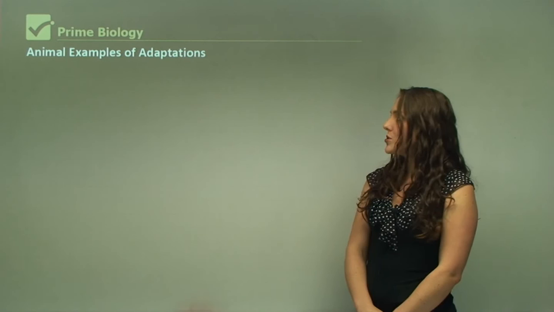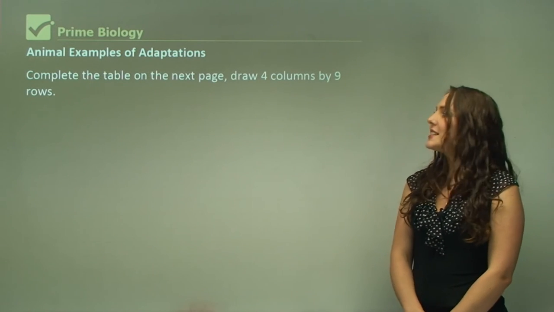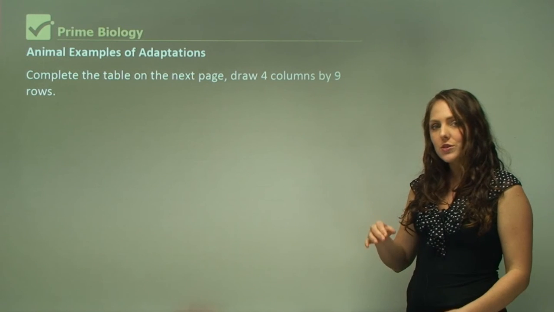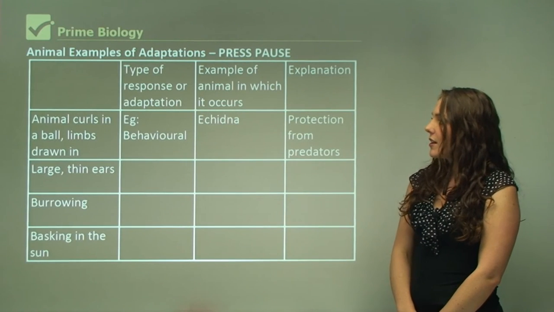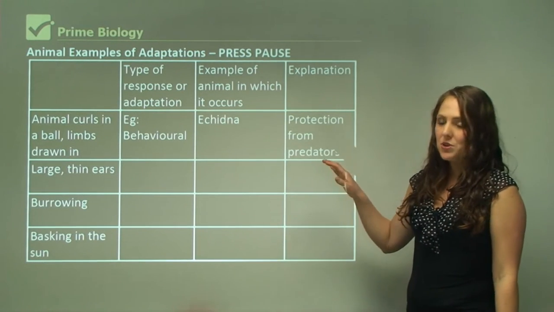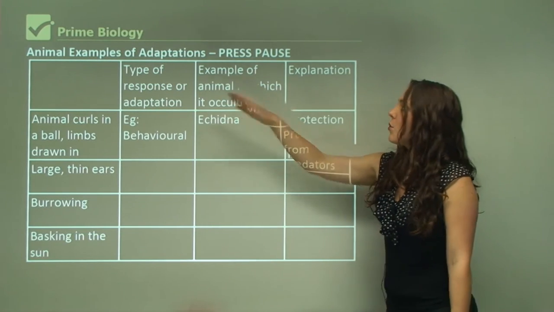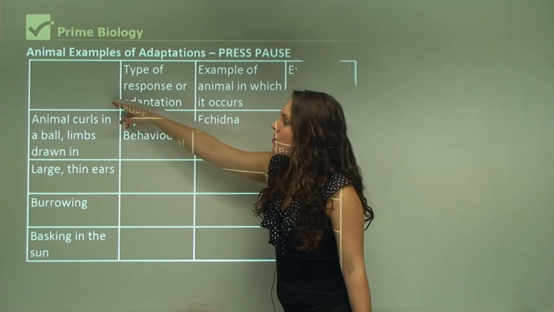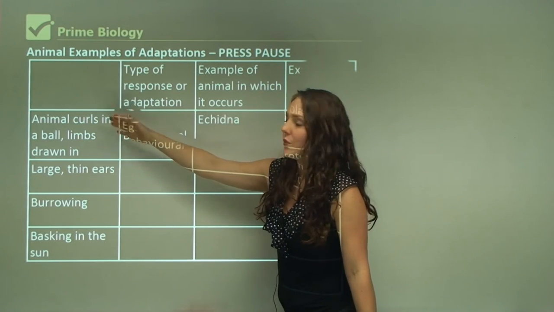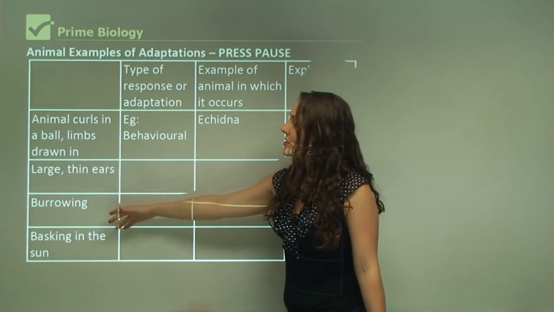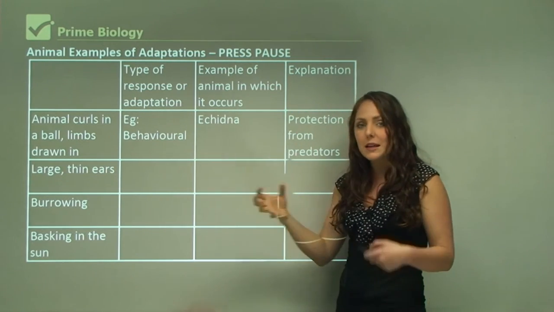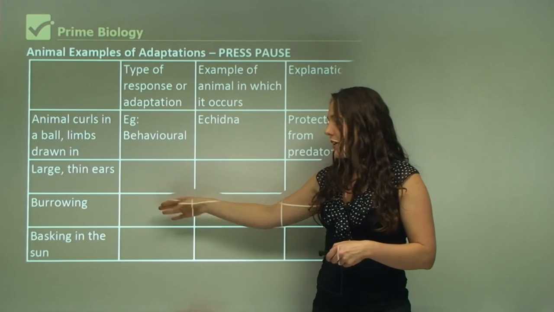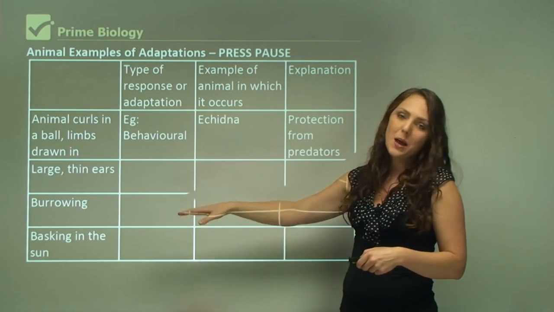Animal examples of adaptations. So complete the table on the next page. You draw 4 columns by 9 rows. So this is the table that you'll be drawing up. Here are 4 columns, and these are the rows. For these rows, these are examples of adaptations. So animal curls in a ball, limbs are drawn in. There's large thin ears, burrowing and basking in the sun.